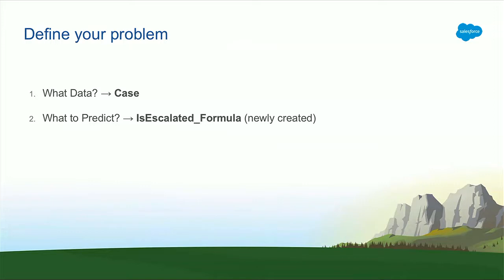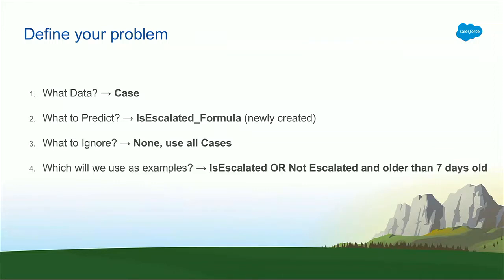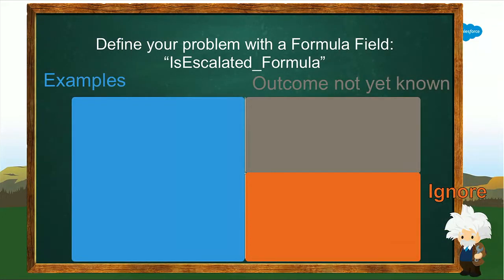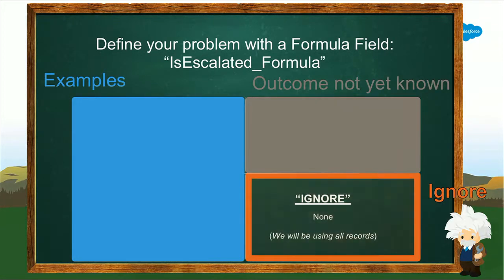For us, in this case, we can choose to use all of the data on the case object, meaning we won't ignore anything. And for examples, we'll want both positive and negative examples again, so things that have escalated, so the checkbox is escalated, and also things that have not escalated, meaning they're older than 7 days and have not escalated. So taking a big picture step back, looking at our data again, we see that we're not going to ignore anything. We'll use all of the records.